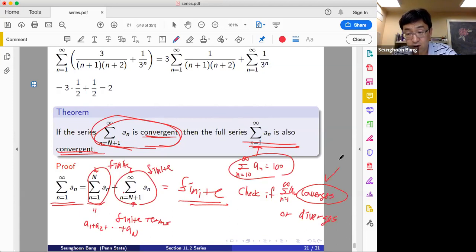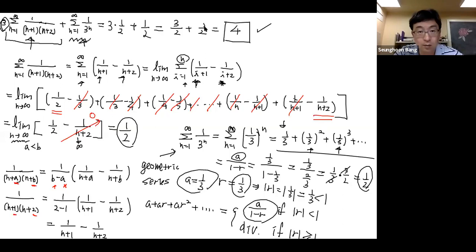I can check my previous example you mentioned. Oh, you're right. Sorry, this is not 4. Sorry about that. 3/2 plus 1/2 is, yes, 2. Thank you. The answer is 2.